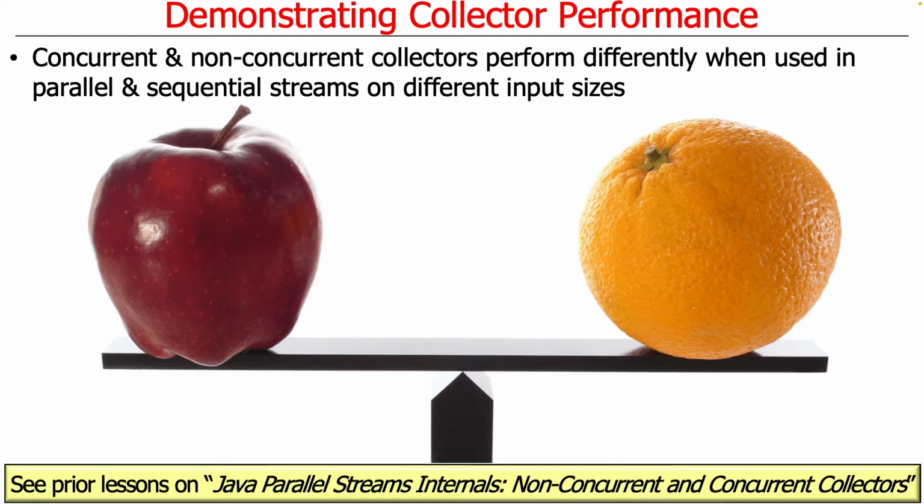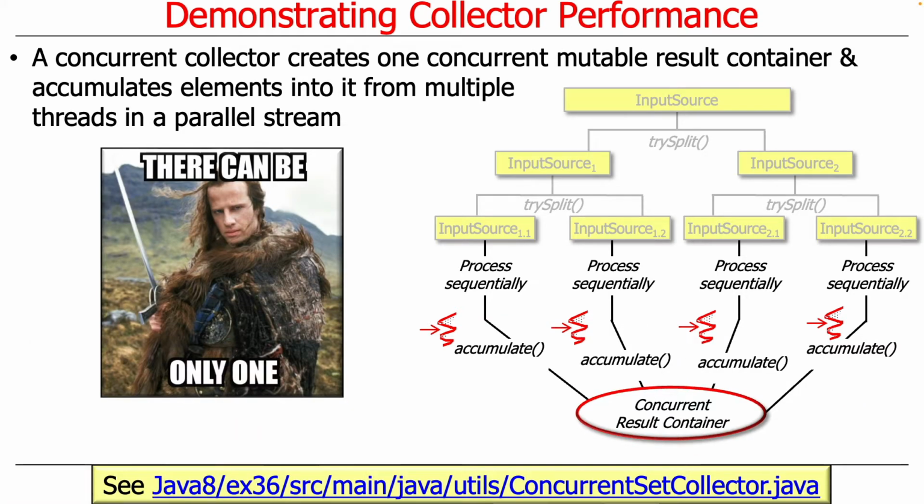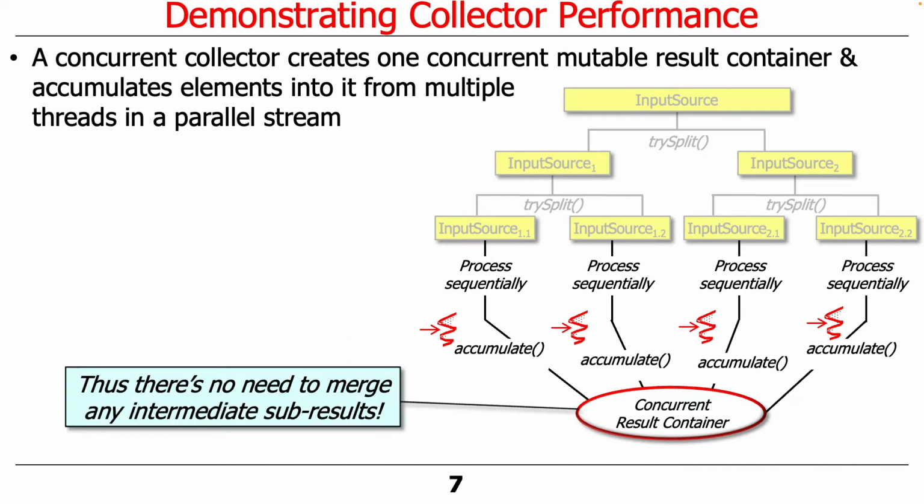And the "may", of course, is the caveat because it all depends on a bunch of different factors that vary from computer to computer and from one version of the JVM to different versions of the JVM. Recall that a non-concurrent collector works by merging subresults together. And so you'll have these different threads running, and then one thread will be used to join the results of two other threads' collects on intermediate result containers. In contrast, a concurrent collector accumulates everything into a single mutable result container. So if you have merging costs that are higher than synchronization costs, it may be the way to go. And that's because there's no need to merge any intermediate subresults.